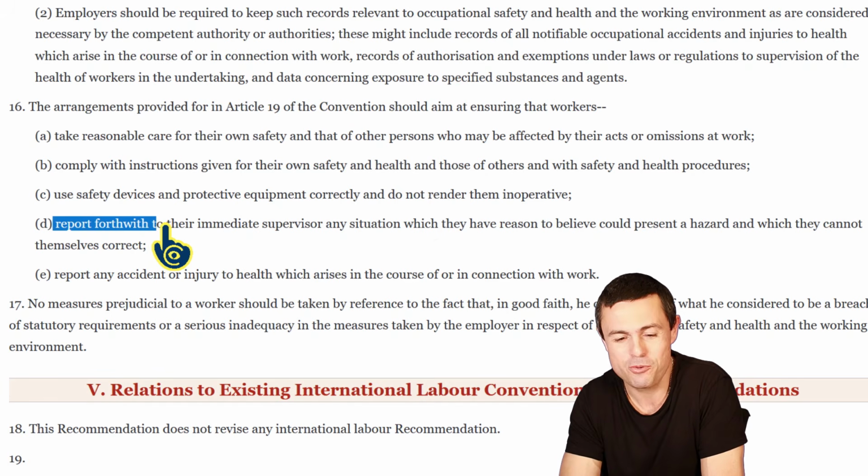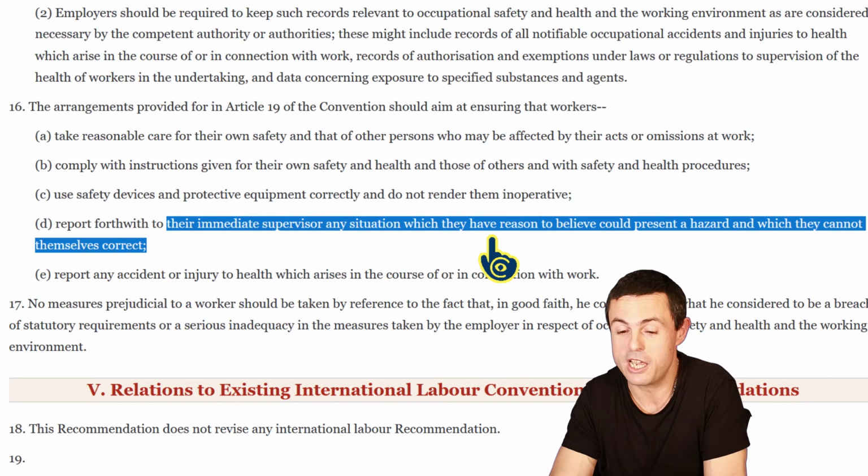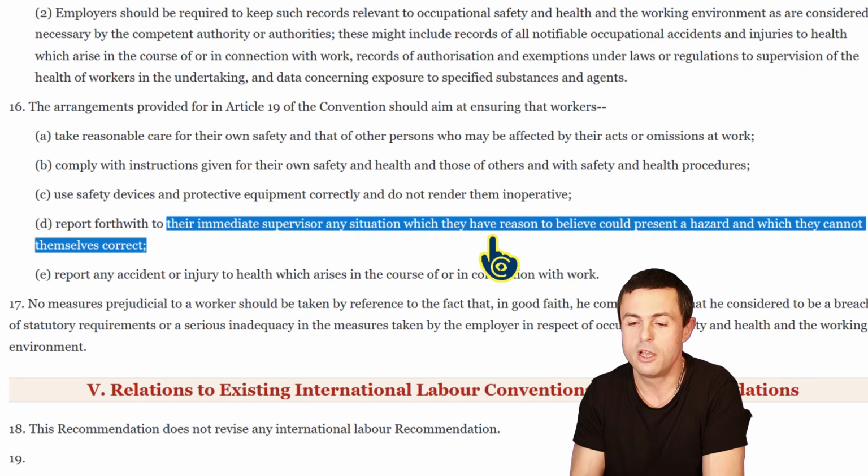That's what that means. Report quickly to their immediate supervisor any situation which they have reason to believe could present a hazard and which they cannot themselves correct. Which you can't correct. So if you see a hazard and you can fix it yourself, oh, there's a cable, I'll pick that up. Oh, there's a box, I'll pick that up. They can fix some things themselves. But if there's anything I can't do myself, that's broken and I can't fix it, that's so untidy I can't do that myself, we have to report these things to our immediate supervisor.